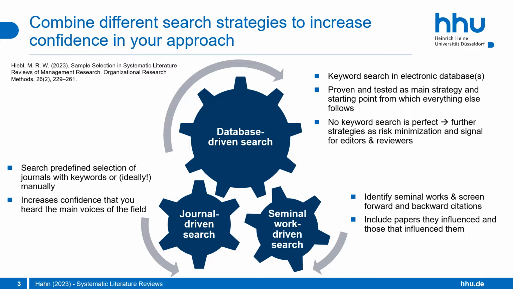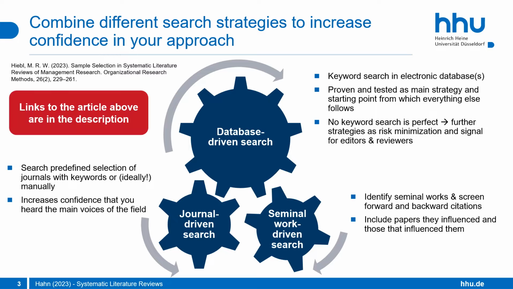So let's first have a look at the different search strategies. There are 3 main strategies that are usually applied, and we're going to go deeper into each and every one of these 3 on the following slides. But first, there is a literature suggestion here. If you're interested, that's a method article on these different search strategies. It's in the description. Have a look. It's a neat article that goes into detail and depth on these strategies.